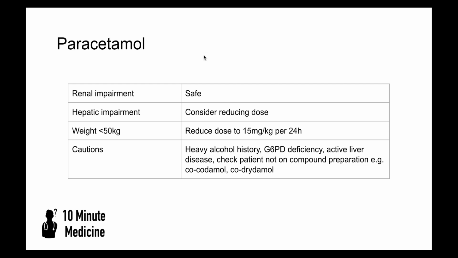Cautions include heavy alcohol history, G6PD deficiency, acute liver disease, and often a patient will come into hospital already taking co-codamol or co-dydramol, which actually have paracetamol in them. And if you prescribe paracetamol as well as this, then they'll have an overdose. So make sure to cross off those compound preparations and prescribe their components differently.